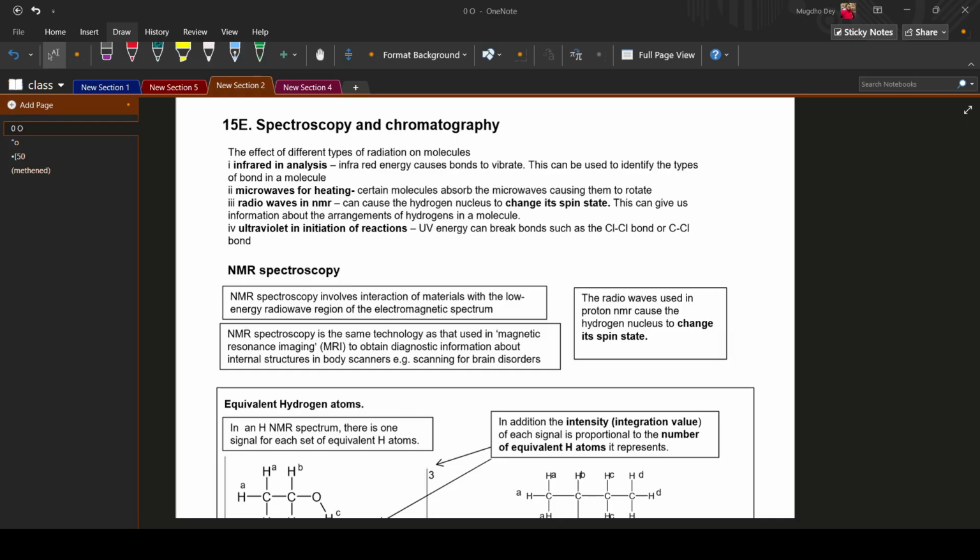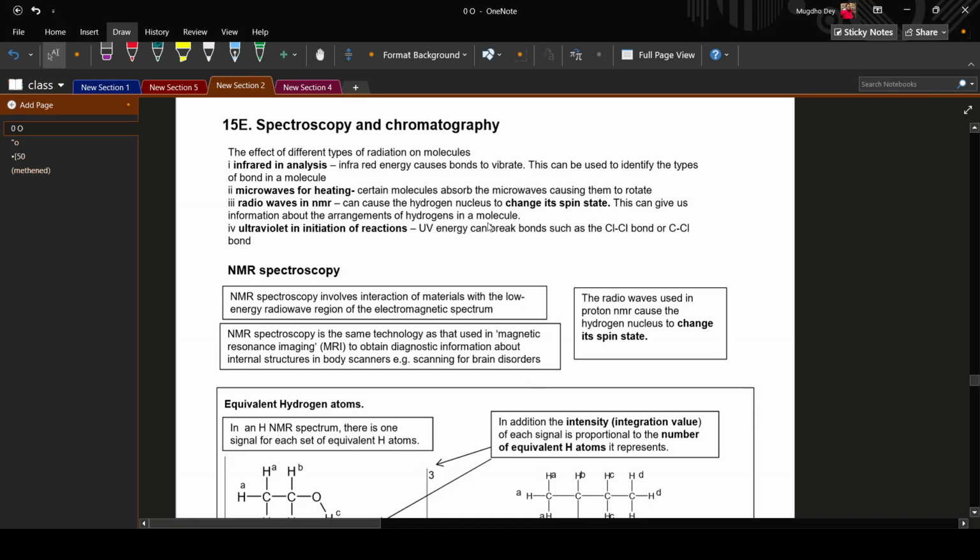The procedure is very important to understand, considering they will ask you to write the procedure as well as ask you questions from the procedure, like why this was done, why this was required, and whatnot. Mostly in Unit 6, but it is also important in Unit 4 as well. So the effect of different types of radiation on molecules. What is spectroscopy? Basically using radiations in order to analyze different types of organic compounds or molecules.